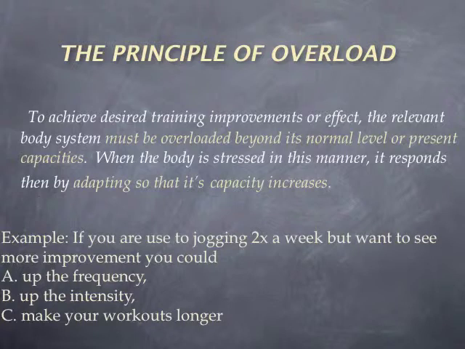An example like the previous slide of jogging is, let's say you're jogging twice a week, but you want to see more improvement. You can up the frequency. So instead of 2 times a week, now you'll be jogging 3 to 4 times a week. B, you can up the intensity. So you can actually be jogging a little bit quicker. Or C, you can make your workouts longer. So let's say you were jogging for 20 minutes, now you can be jogging from 25 minutes to about 30 minutes.